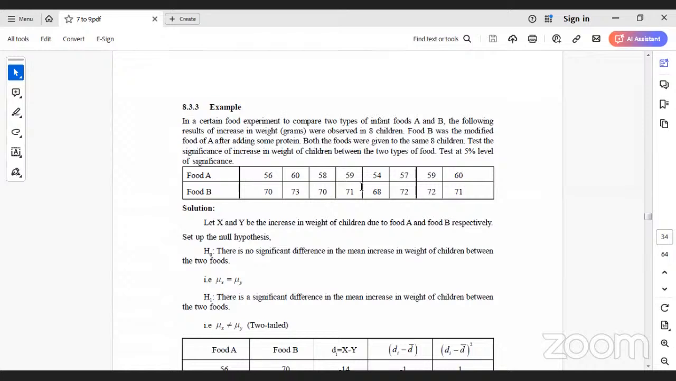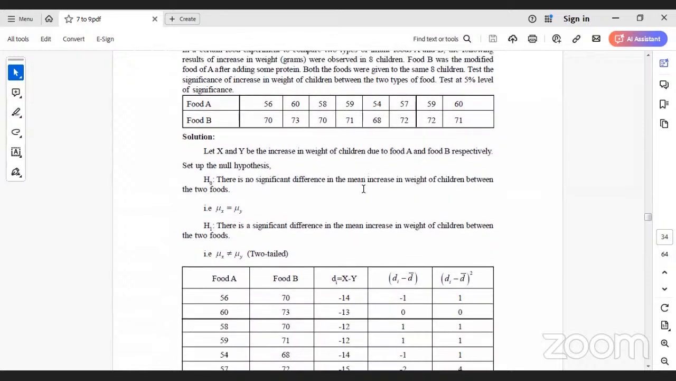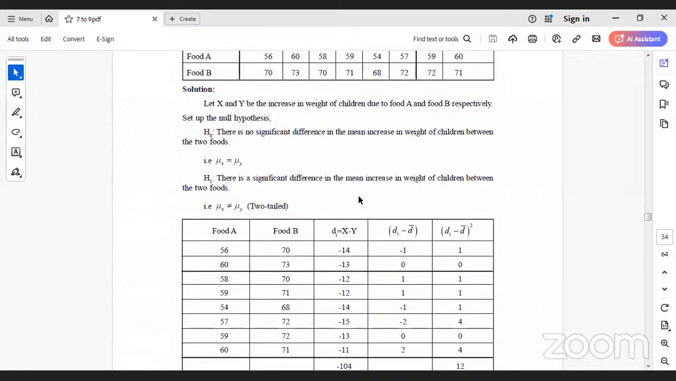The increases are 50, 60, 58, 59, 54, 57, 58, 59 for food A and 70, 73, 70, 71, 68, 72, 72, 71 for food B. Let x and y be the increase in weight of children due to food A and B respectively. Set up the null hypothesis: there is no significant difference in the mean increase in weight of children between the two foods, mu x equals mu y. The alternative: there is a significant difference in the mean increase in weight between the two foods, mu x not equal to mu y.